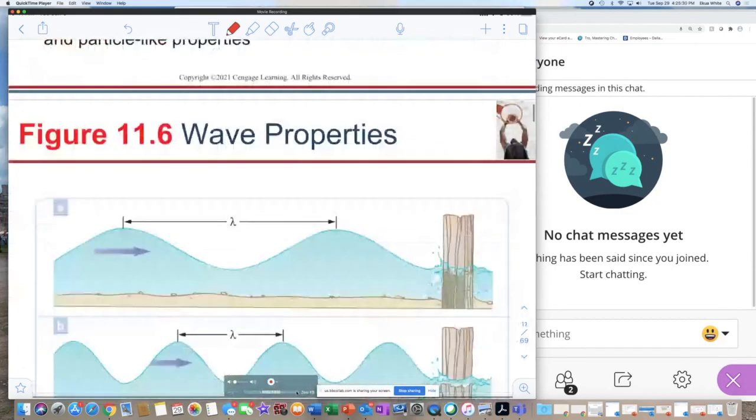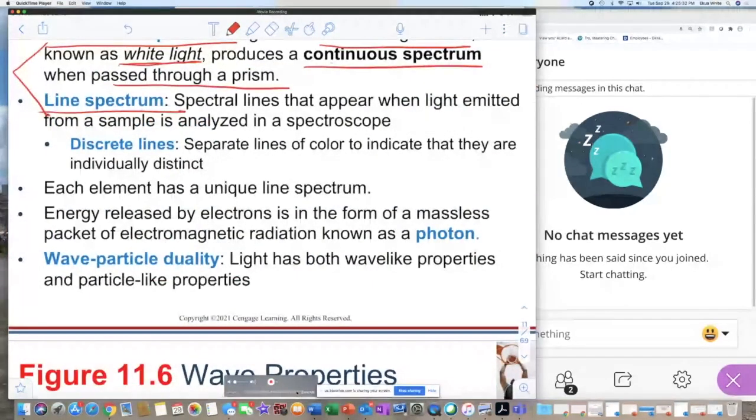On the other hand, with the line spectrum, the spectral lines that appear when light is emitted from a sample, or when a sample is analyzed in the spectroscope, this one here has discrete lines, and there's a separation between those lines. So we're told here there's separate lines of color to indicate that they're individually distinct.